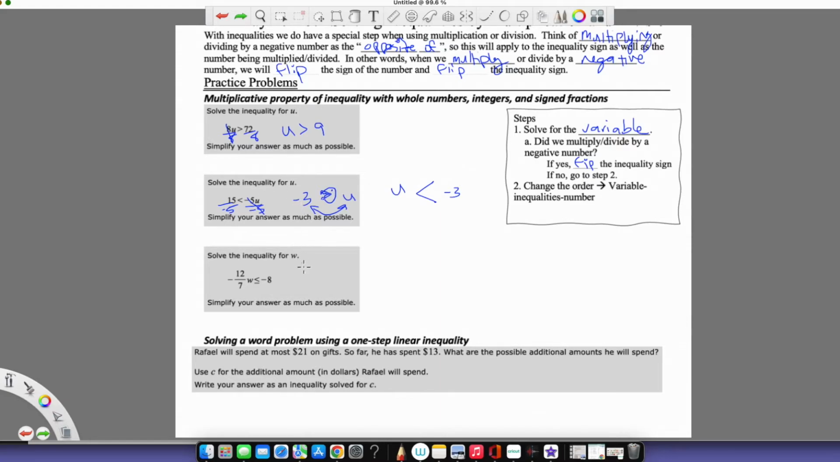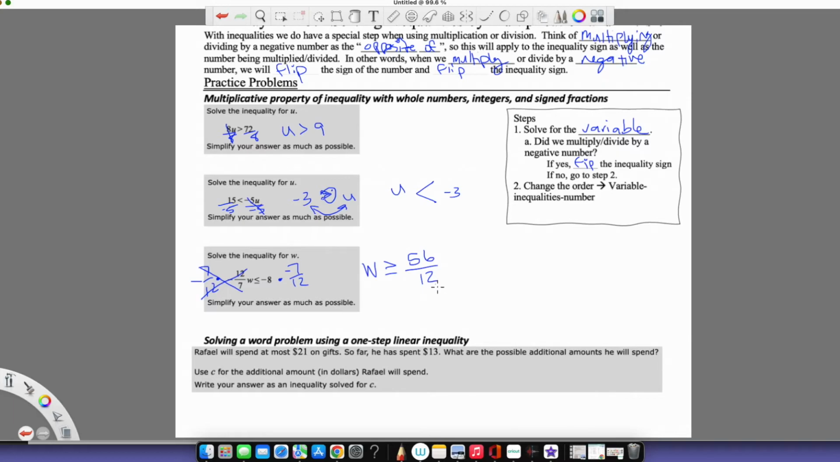All right, so let's do this very last one. So we have negative 12/7 being multiplied by w. Anytime I'm multiplying by a fraction, I'm actually going to multiply by its reciprocal to clear the fraction from that side. So I'm going to multiply by negative 7 over 12 on both sides. 7 divided by 7 cancels, 12 divided by 12 cancels, and I'm left with just w. I'm multiplying by a negative fraction, so I do need to flip this around. It's not going to be less than or equal to, it's going to be greater than or equal to. And then I'm going to have negative 8 times negative 7, that's positive 56 over 12.